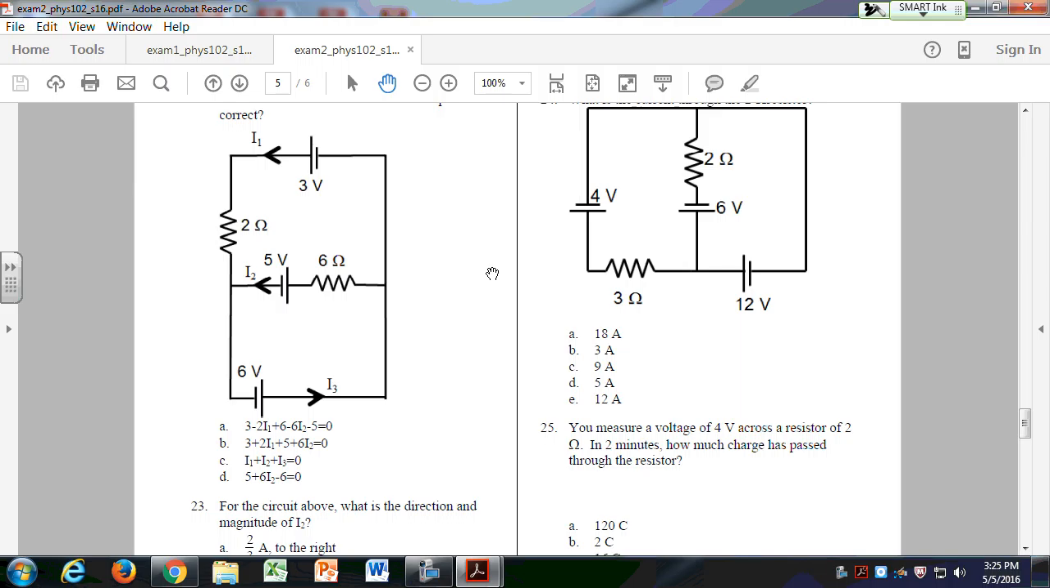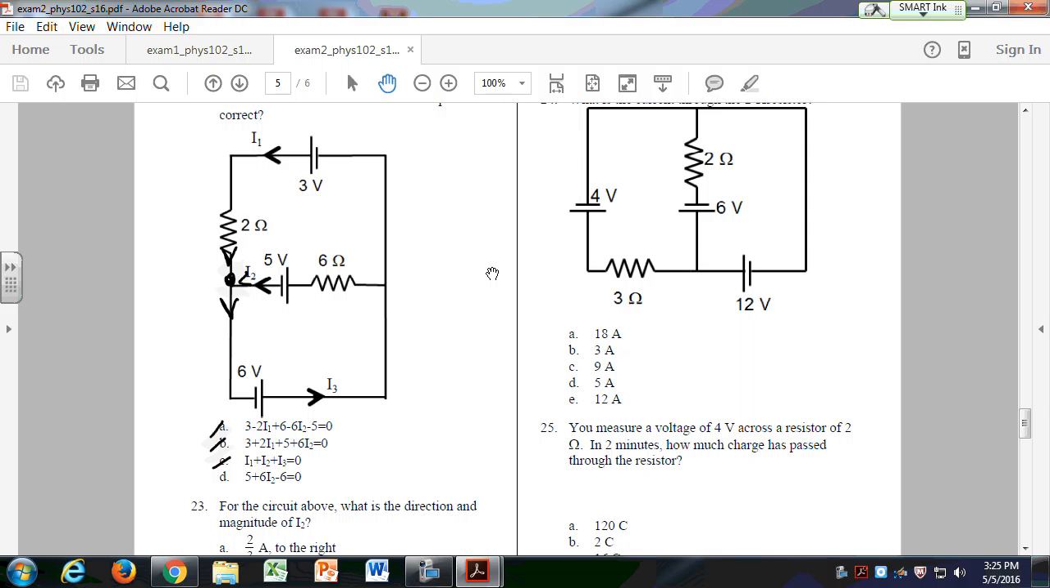Okay, yeah. And then here I have 3 plus 2i. Oh, it shouldn't be that. It should be negative 2i, so it's not that. Here I have I1 plus I2 plus I3. I just pick a junction. I1 is coming in, I2 is coming in, I3 is going out. So it should be I1 plus I2 equals I3. So none of these work. It has to be D.